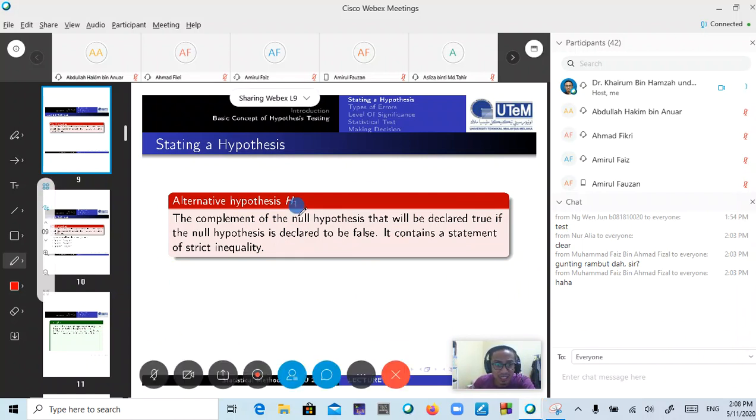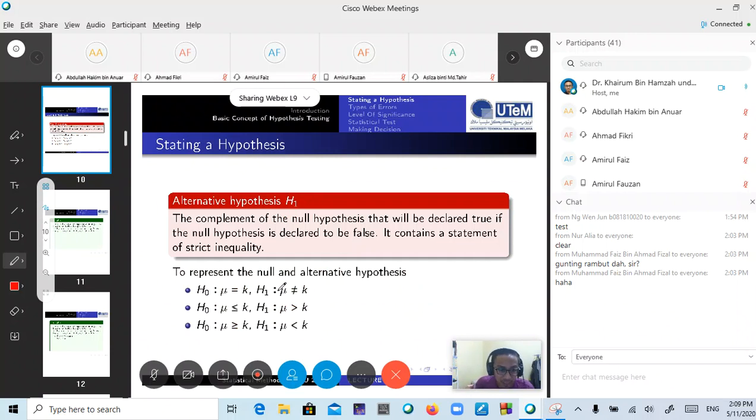The second one is H1. H1 is the alternative hypothesis. What is the alternative hypothesis? The alternative is the complement of the null hypothesis, to be declared true if the null hypothesis is declared false. It is different from the null hypothesis. Kalau null hypothesis tadi dia tak boleh ada equal sign, but alternative hypothesis, dia mesti kena ada equal sign, whether it is equal sign, greater than or equal, or less than or equal. So that one is for the alternative hypothesis. It depends on the question lah.